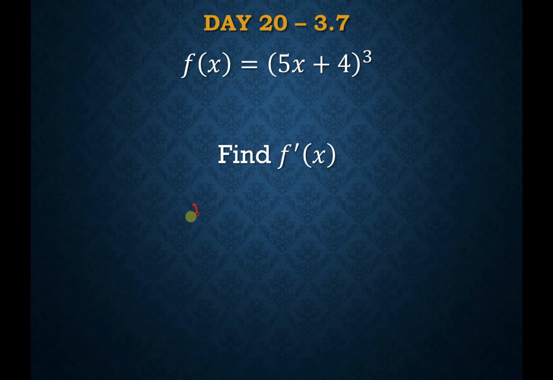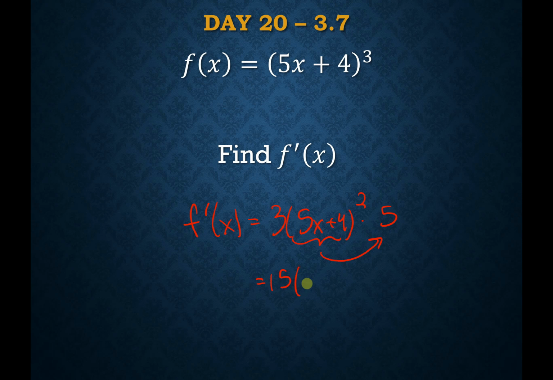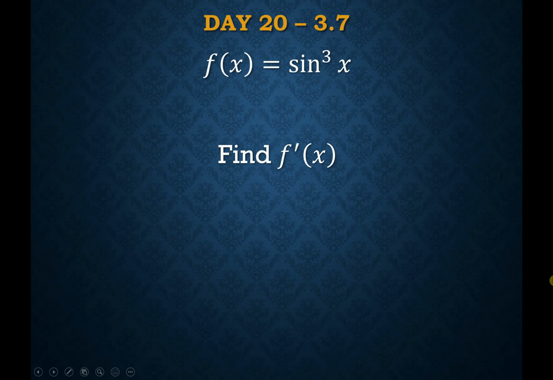Okay, your right answer here, and I can write right on this, which is very nice, should be something like 3 times (5x plus 4) squared times 5, right? The derivative of the inside. And you could, of course, have cleaned that up to 15 times (5x plus 4) squared. Nice. Okay, doing well so far. Hopefully you're ready for the next one. So let's try the next one. Ready, set, go.